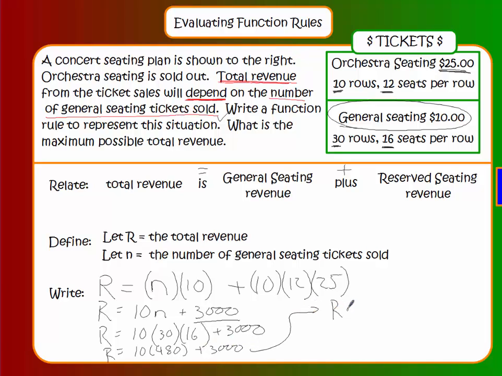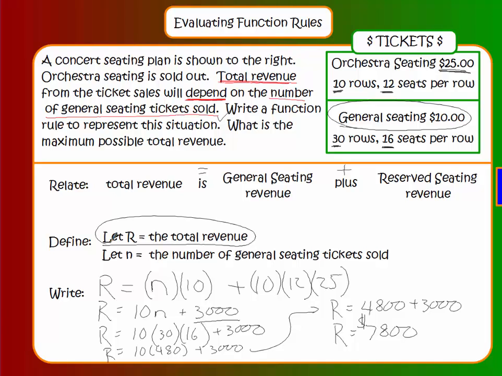So R equals 4,800 plus 3,000. So R equals $7,800. And that would be the maximum possible revenue from ticket sales. And again, since we have our let statement up here, let R be the total revenue, this tells me the total revenue is $7,800 if we sold out this venue.